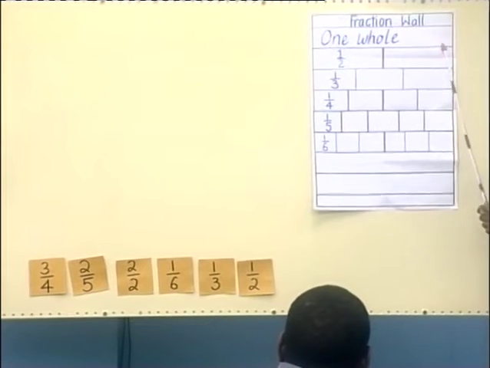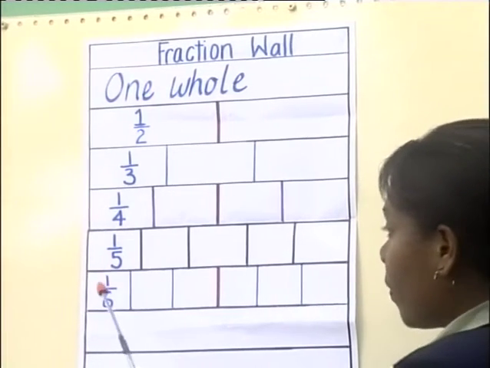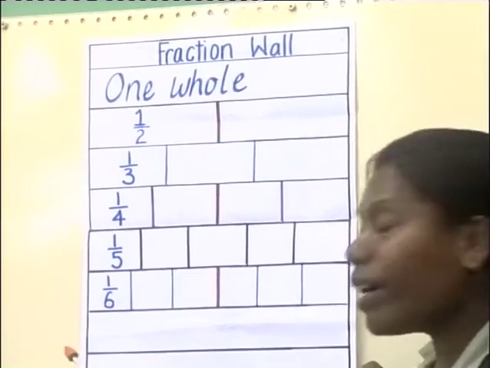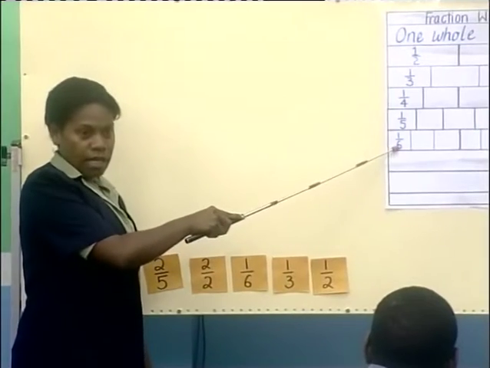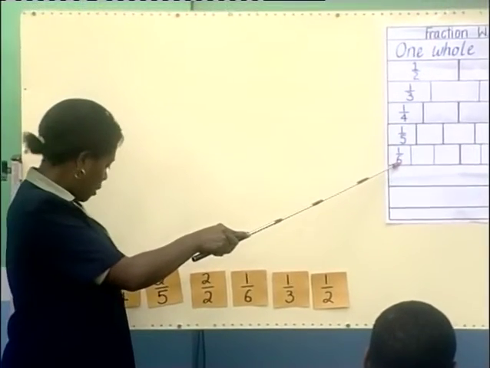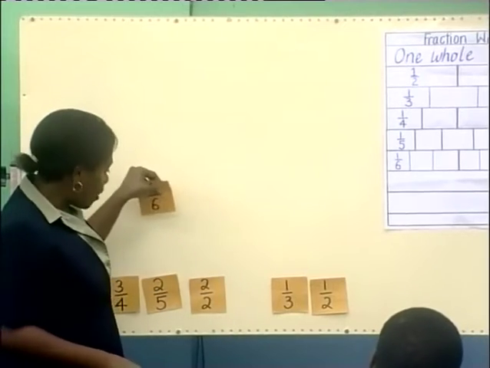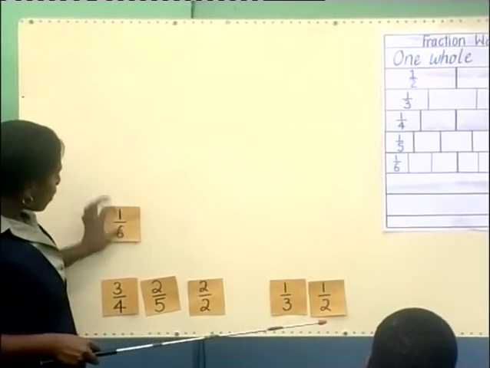1/2. Is this the smallest fraction? Compare with this. 1/6. Yes? 1/6 is smaller, right? This is the smallest fraction. So 1/6 should come first, because I said we rearrange in order from least to the greatest. So after 1/6, what do we have?